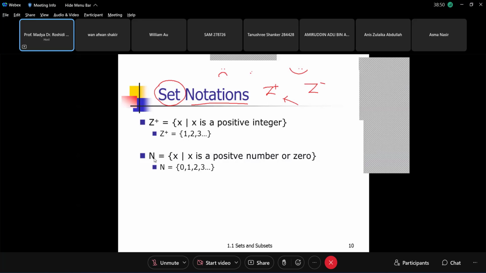Another set notation, we put N. N actually is number. Once we put N positive, it means positive number. Okay, what is the difference between integer and number? For number, actually we start with 0. For integer, we start with 1. That's the difference between integer and number. Integer is represented by Z, number is represented by N.